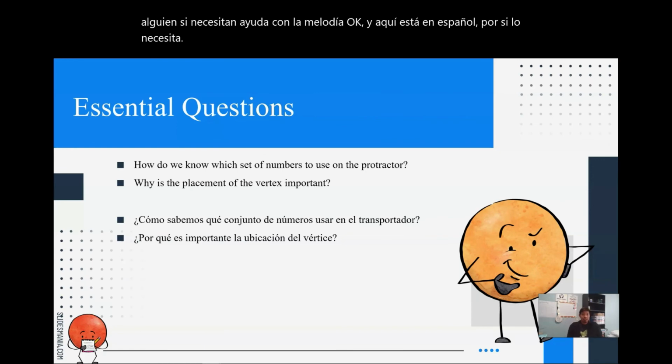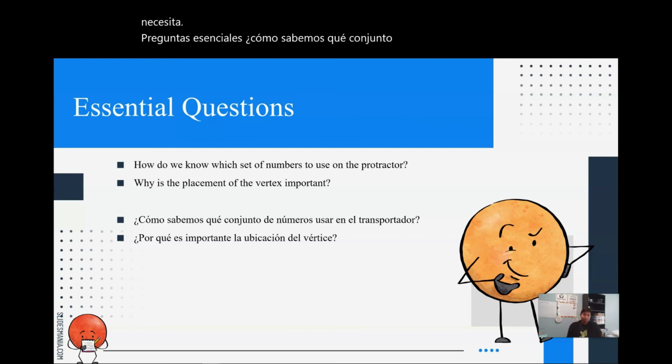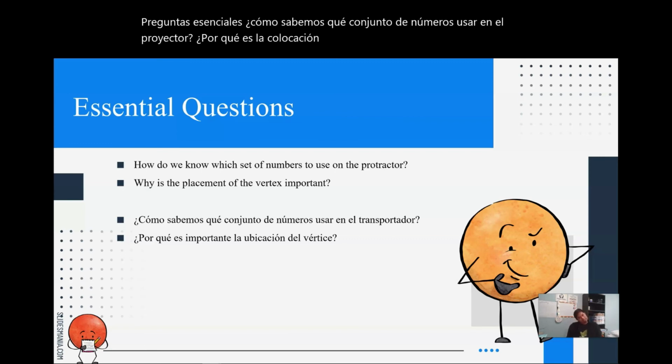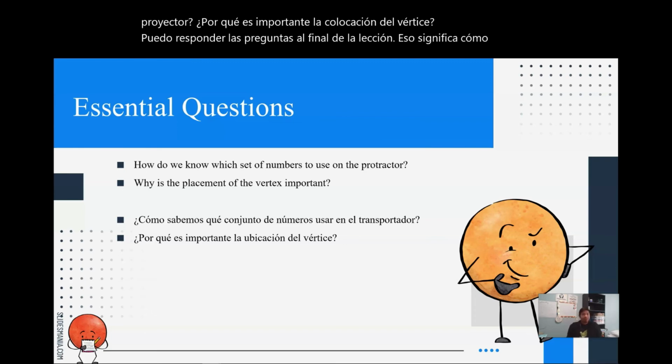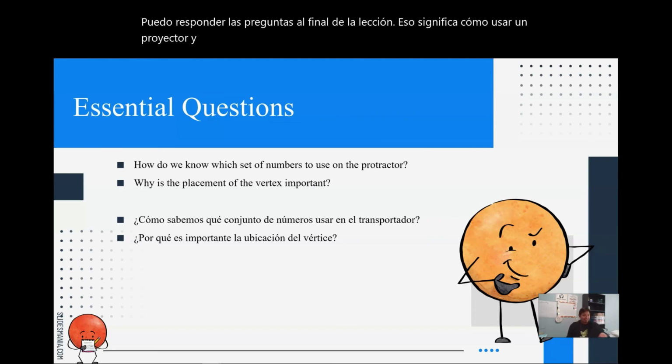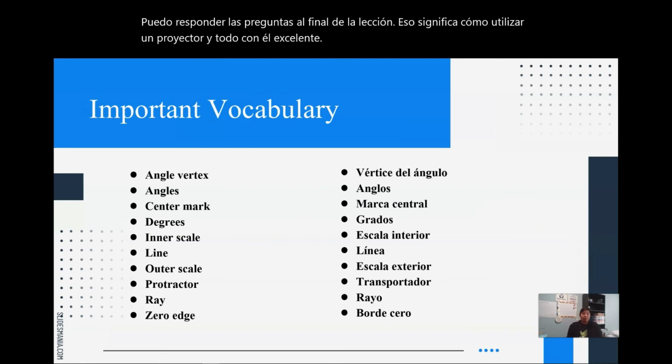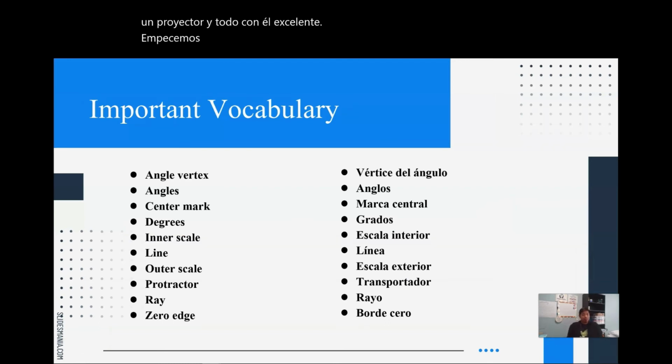Essential questions. How do we know which set of numbers to use on the protractor? Why is the placement of the vertex important? If you can answer the questions by the end of the lesson, then that means you know how to use a protractor and everything with it. Excellent. Let's get started with our vocabulary, because vocabulary is very important, okay? So don't forget to write this down in your journal.